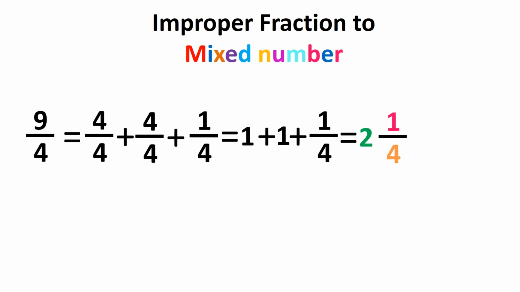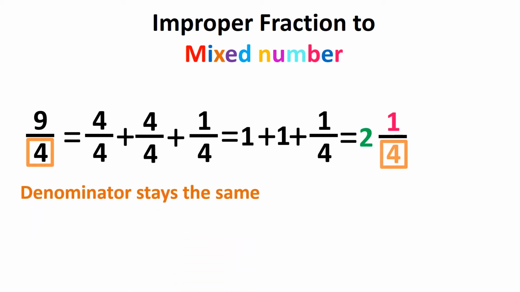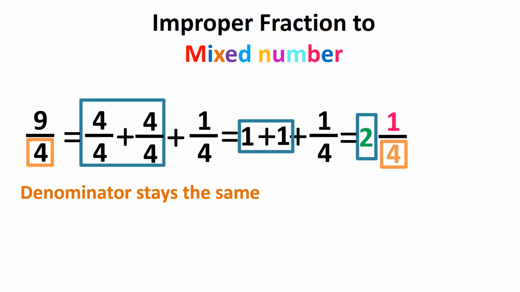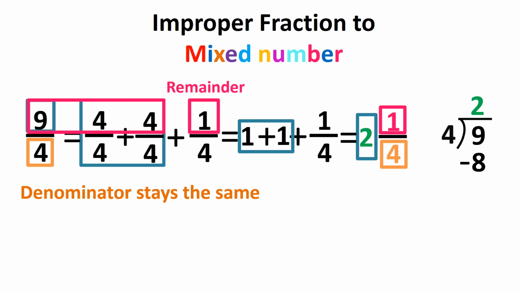When we convert the improper fraction 9/4 to the mixed number 2 and 1/4, we can easily find that the denominator stays the same. So the denominator for the mixed number is still 4. And the whole number 2 comes from the two fractions 4/4 and 4/4. 2 is the quotient of the numerator 9 divided by the denominator 4. And for the numerator 1, it is the remainder of the numerator 9 divided by the denominator 4.